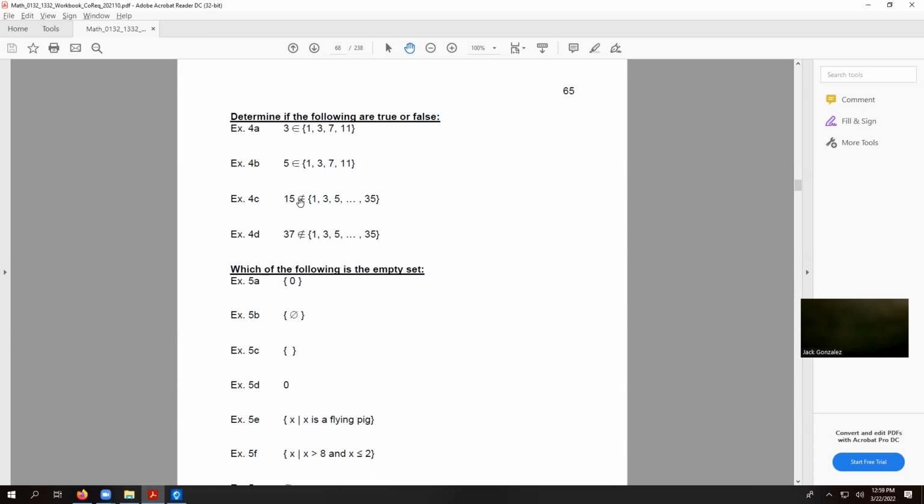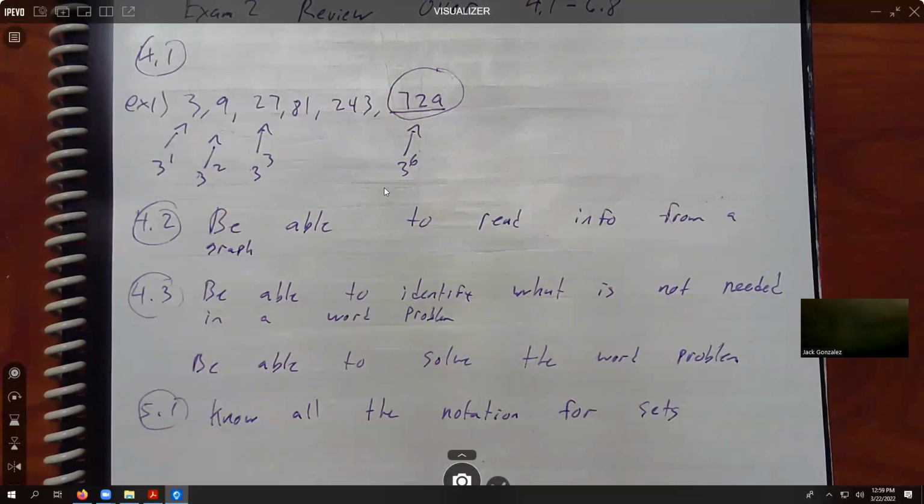If there's a line through it, that means is 15 not in there? Well, looks like it is. So this would be false. Okay, does that make sense? So you have like probably one or two questions like that, pretty straightforward. So that's what I mean by no other notation here.